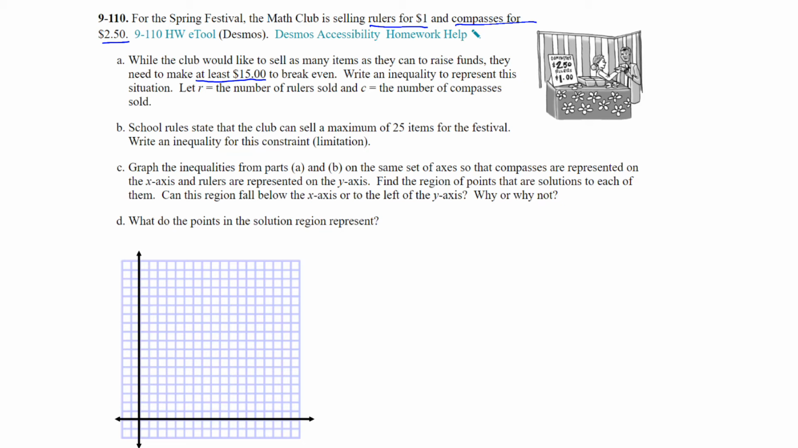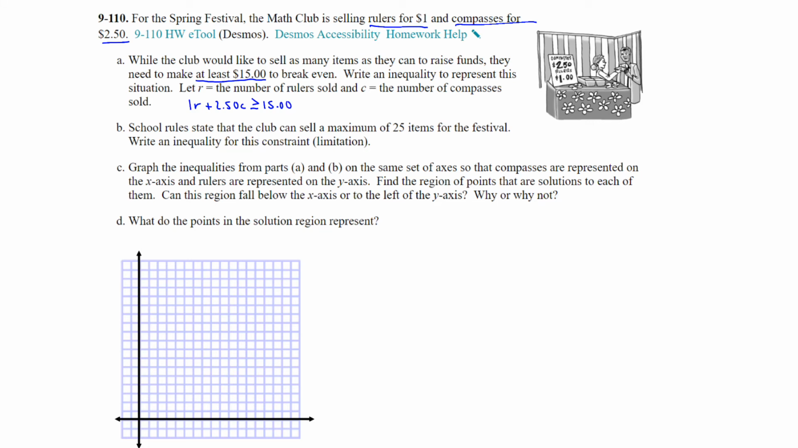So we want to take the amount that a ruler is going to sell for, which is $1, and multiply it by R. So 1 times R is just R, but I'll put that 1 in there so we can see it, plus $2.50 for every compass that is sold, and this must be at least $15, so it has to be greater than or equal to $15. All right, so that represents the inequality.